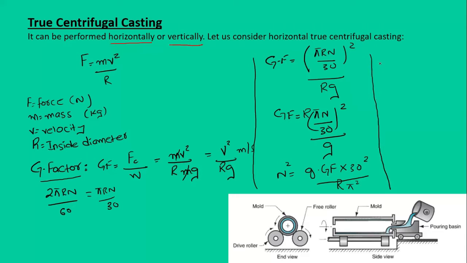If we solve it for the n, we will have n equals 30 by pi, under root, GF into g divided by, you can write it in terms of radius, or you can write it in terms of diameter. So you have to multiply 2 here. So this is how we can calculate the number of revolutions per minute for the mold cavity. And you should remember that here d is the internal diameter.